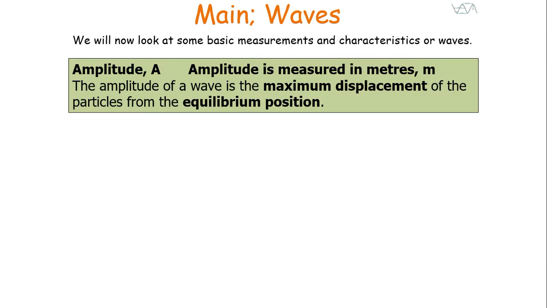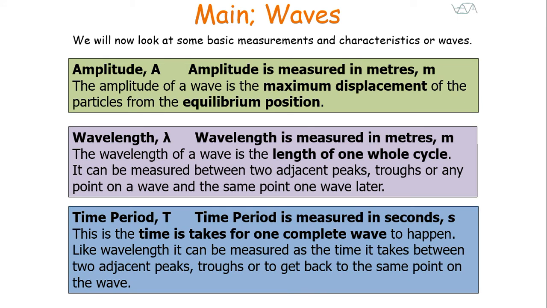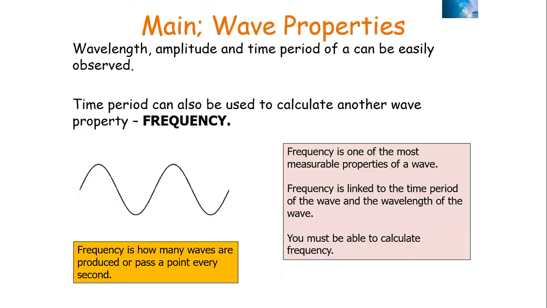So let's just recap what those different terms mean again. The amplitude of a wave is the maximum displacement of the particles from equilibrium position. The wavelength of a wave is the length of one whole cycle. It can be measured between two adjacent peaks, two troughs, or any point on a wave and the same point on one wave later. The time period is the time it takes for one complete wave to happen. Like wavelength, it can be measured as the time it takes between two adjacent peaks, two adjacent troughs, or to get back to the same point on the wave.